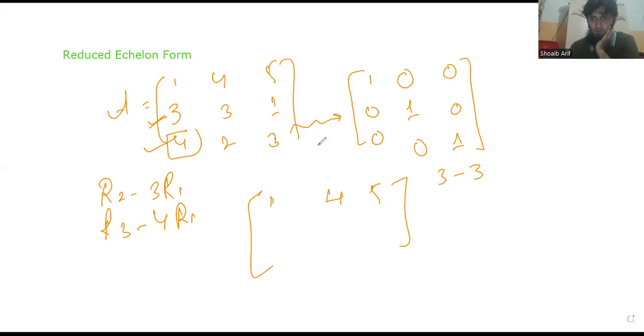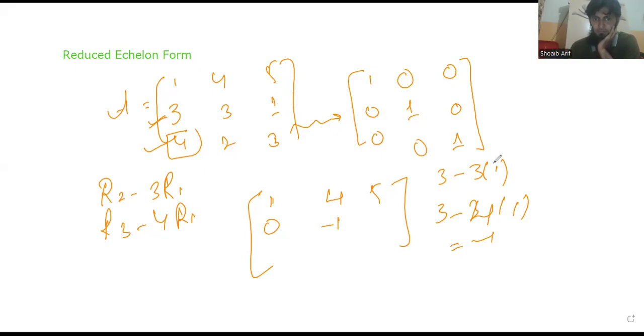We will substitute 1. So 3 minus 3 is 0, so we will substitute 0 in this place. In the place of this, we will substitute 3 minus... R2 minus 3R1, sorry, 4 minus 3 is 1. So we will get minus 1, so we will substitute minus 1 in the place of this.